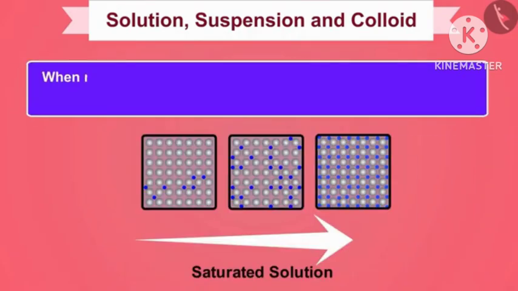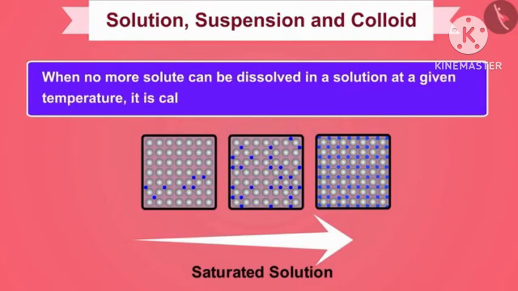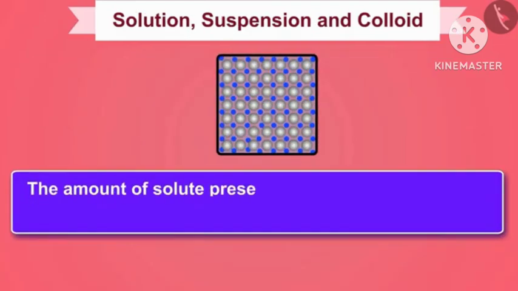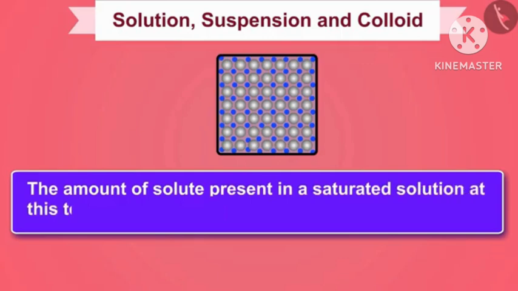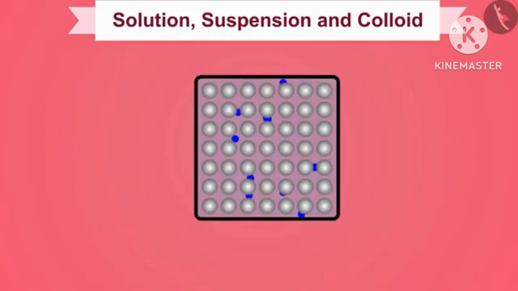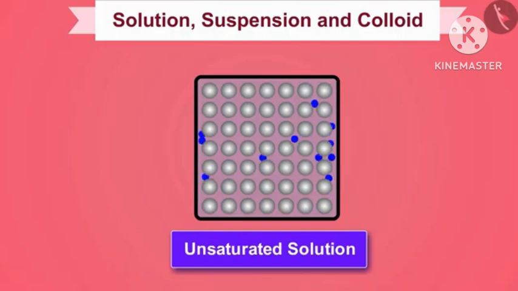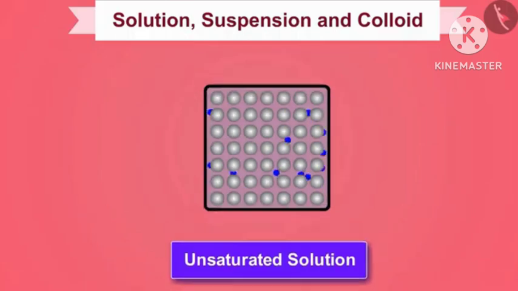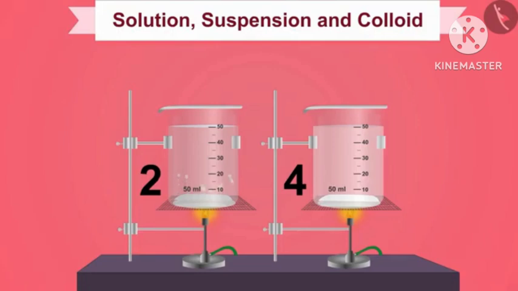In other words, when no more solute can be dissolved in a solution at a given temperature, it is called a saturated solution. The amount of solute present in a saturated solution at this temperature is called its solubility. If the amount of solute contained in a solution is less than the saturation level, it is called an unsaturated solution.